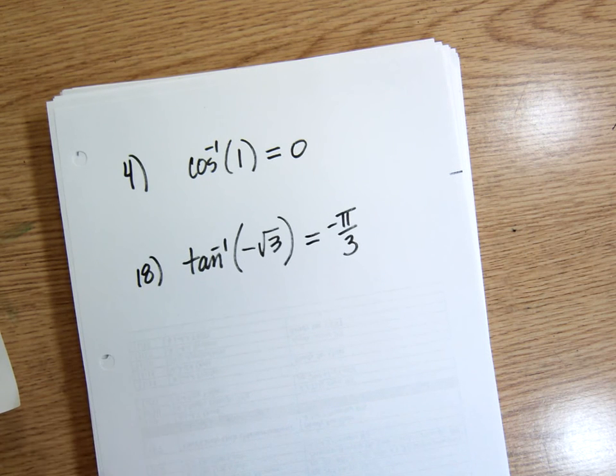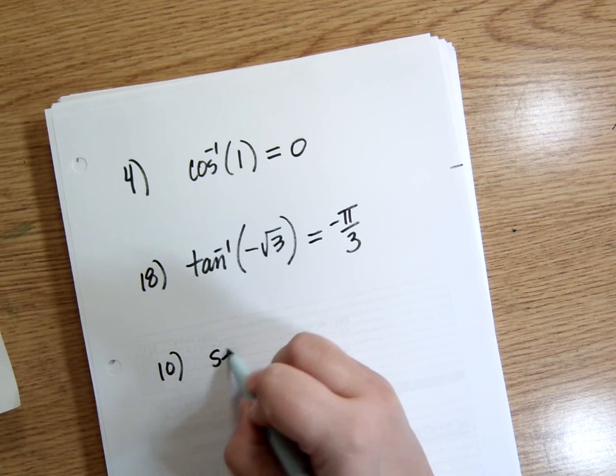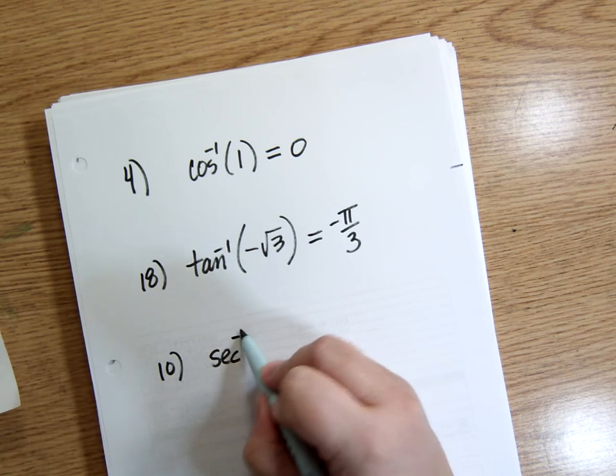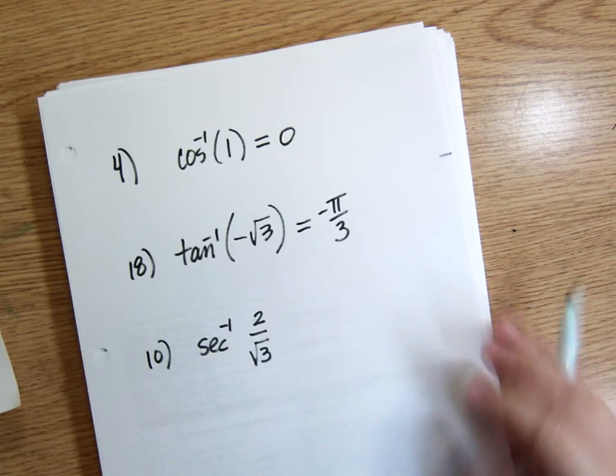Yes, sir? Number 10. Number 10 says inverse secant of 2 over square root of 3. So secant goes with what?